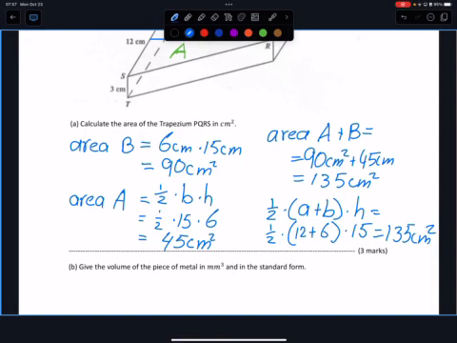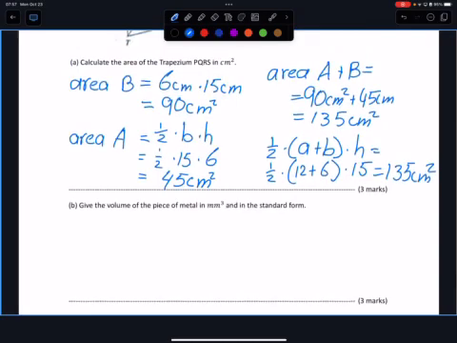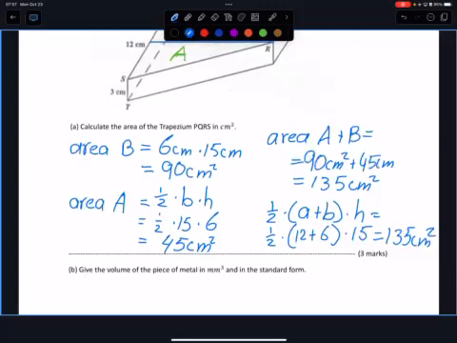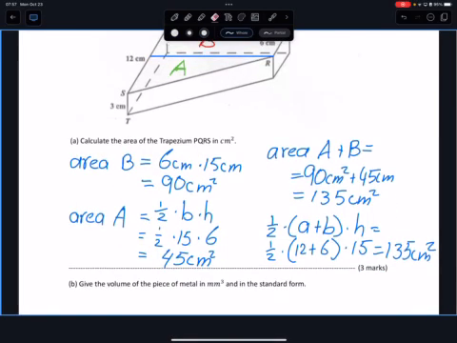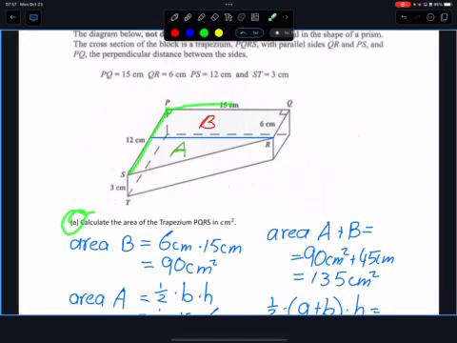B. Three points or marks. How do I find a volume of any shape? All the formulas are the same. Area base multiplied by the height. That's it. Area of the A. Area of A. That's why you were told to find this area first. And then what do you do? Multiply by the height, which is 3.